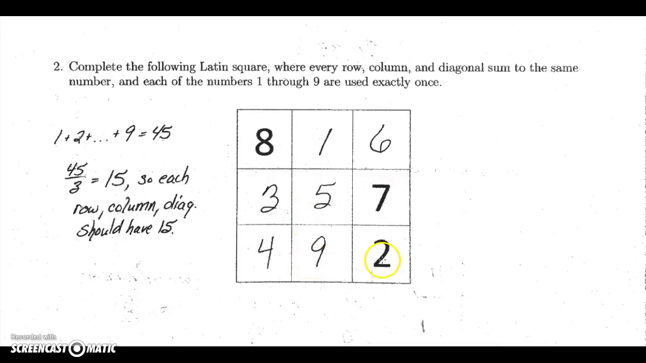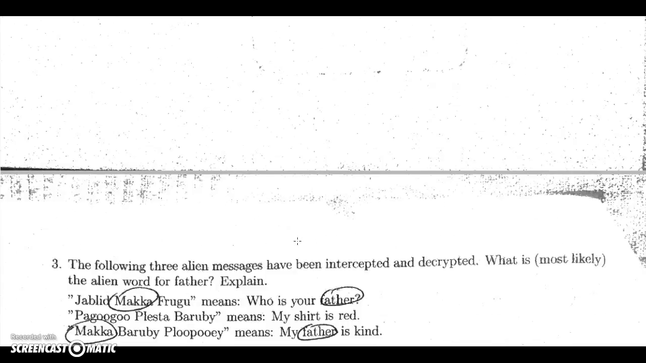Once you get that, maybe start on this row, get the 6. Now you know the 8 and 6, get the 1. At this point, you could get the diagonal down here and then fill in the others.